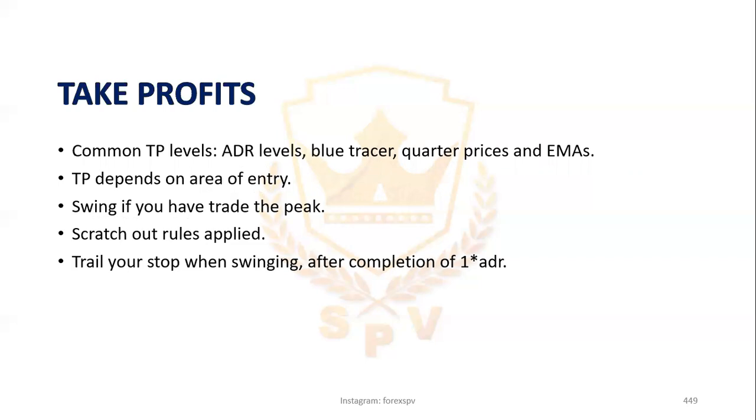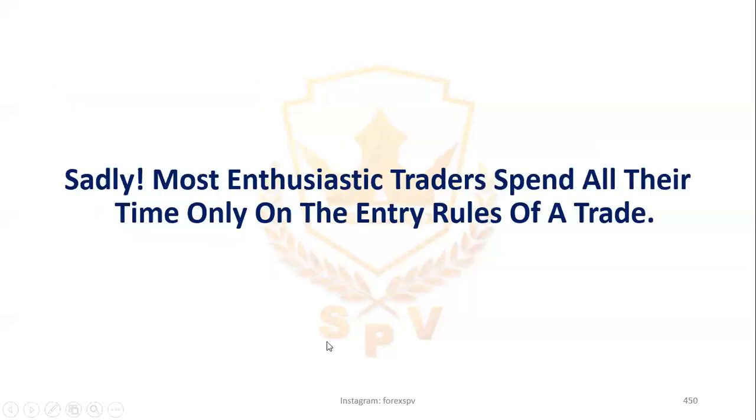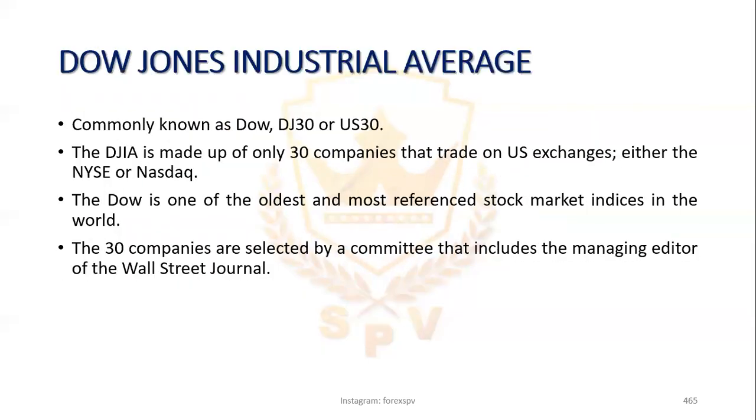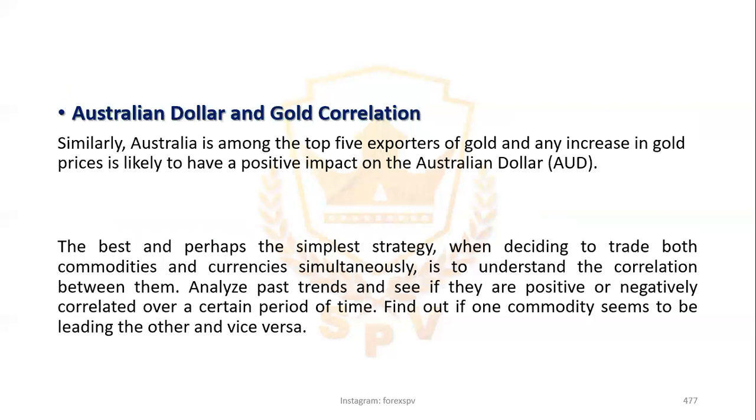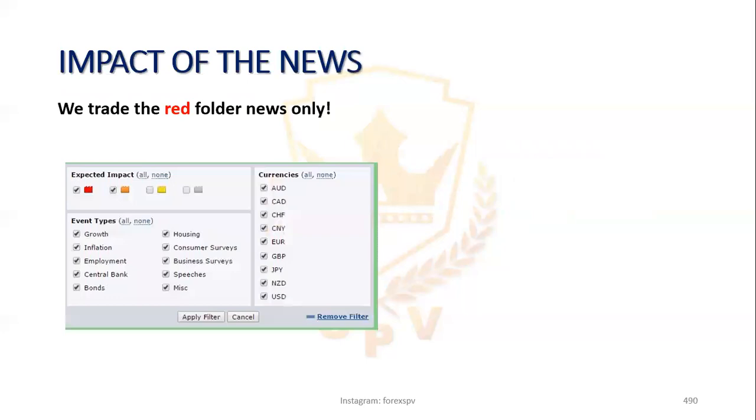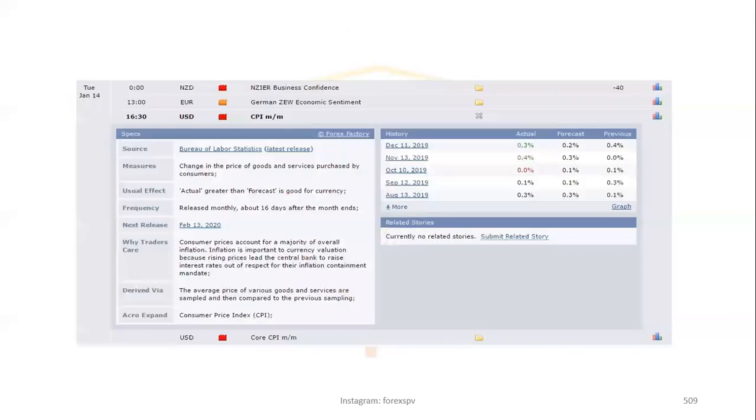And if you have taken a peak trade, you have to swing it. And if you swing in 3 levels, then you can trail your stop well when you're swinging. After completion of 1 times ADR, there is where you can trail your stop. So basically, you need to master these 4 phases of focus and not concentrate only on the entry phase. You need to master all 4 phases of focus, and we have certain rules here.